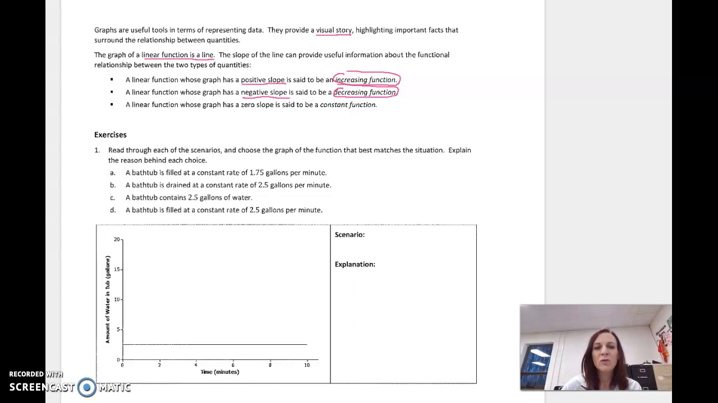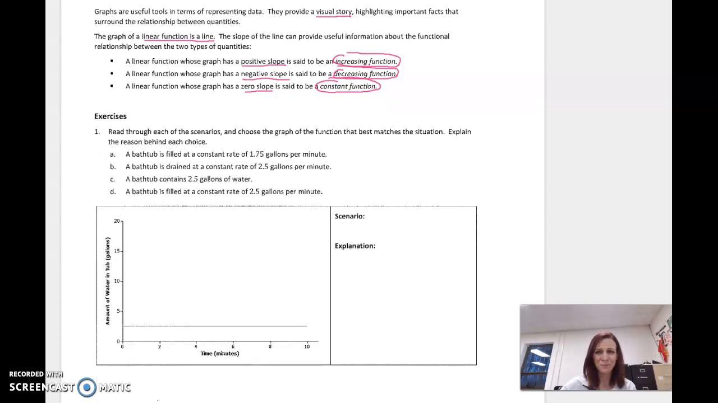It says a linear function whose graph has a zero slope is said to be a constant function. All right, so this is the one that's going to trip us up a little bit because we're used to saying constant being a number we're multiplying by. But now we're switching from the equations we've been working on to functions. And a zero slope means it's staying constant. So it's not that we're looking for the constant, the number we're multiplying by, like when we were writing linear equations. We're talking about the line on our coordinate plane. Let's look at some examples so that it makes more sense.